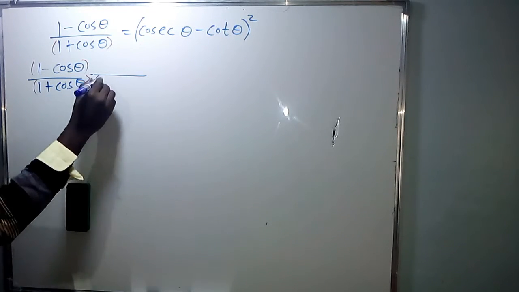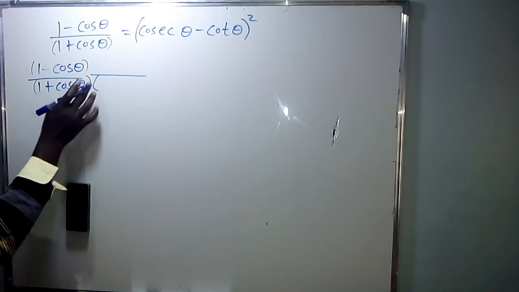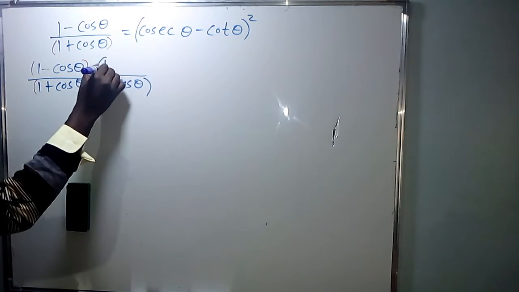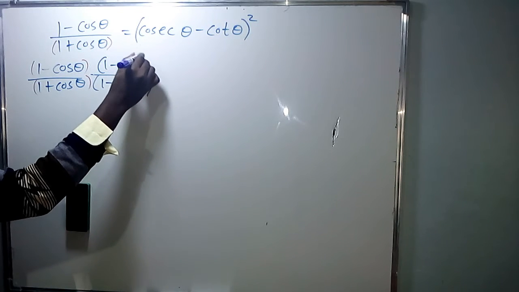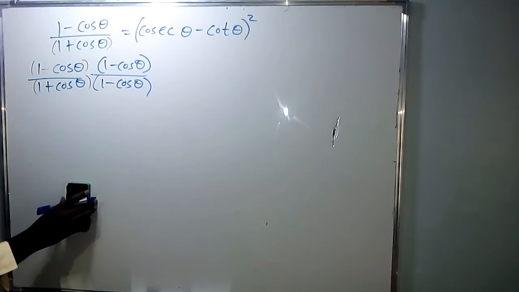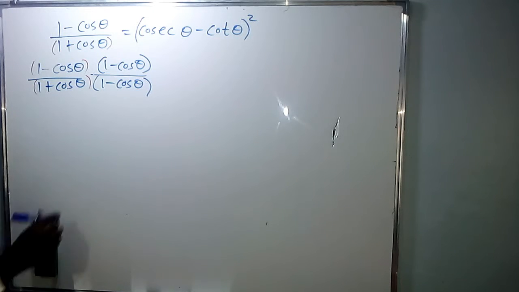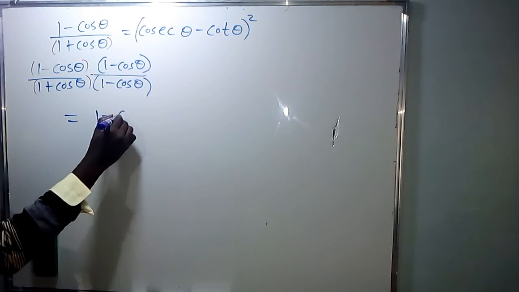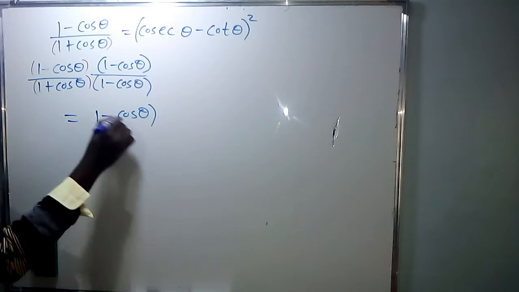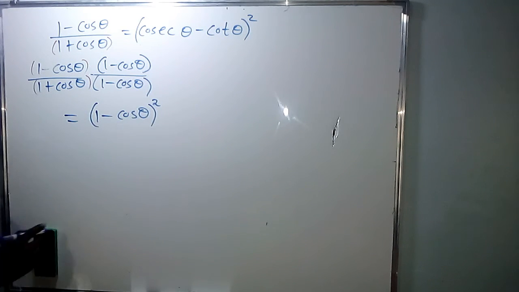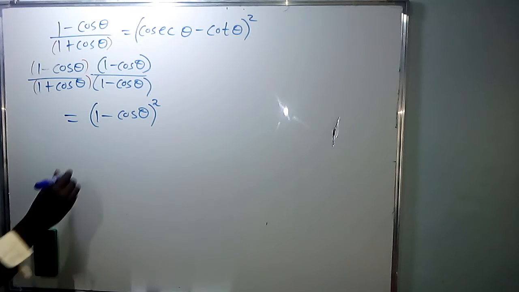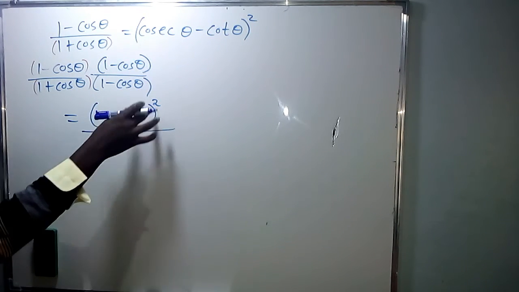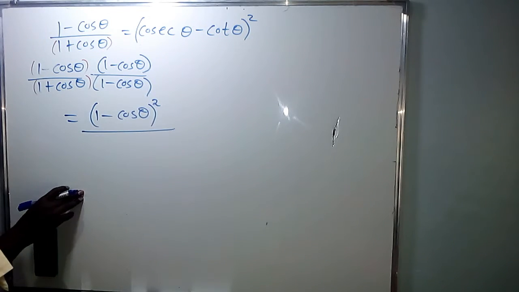So in the denominator we have 1 plus cos theta, then the conjugate of 1 plus cos theta is 1 minus cos theta. So you do the same in the numerator to balance the equation, isn't it? Having done that, in the numerator you have 1 minus cos theta times 1 minus cos theta. It is a factor multiplying by itself, so it's like it has been squared. So in the numerator, we have 1 minus cos theta, squared.